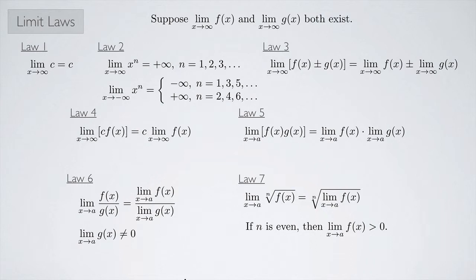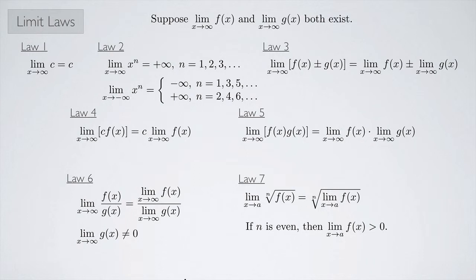And remember, for all these laws, the limits of both f of x and g of x have to exist, and that still is true here. But if that is true, then yes, it does work as x goes to infinity. For law 6, we had the limit as x approaches a of f of x over g of x was the limit of f of x divided by the limit of g of x, provided that the limit of g of x was not 0. And the exact same thing holds here.